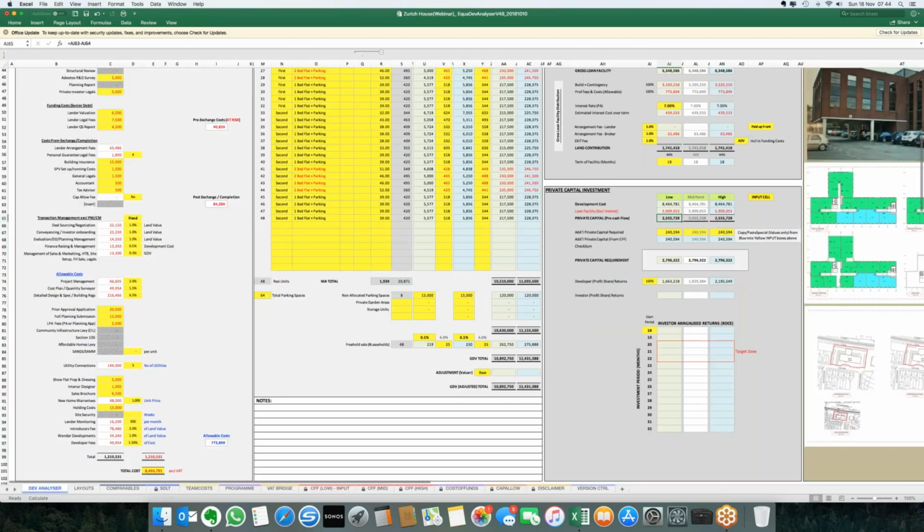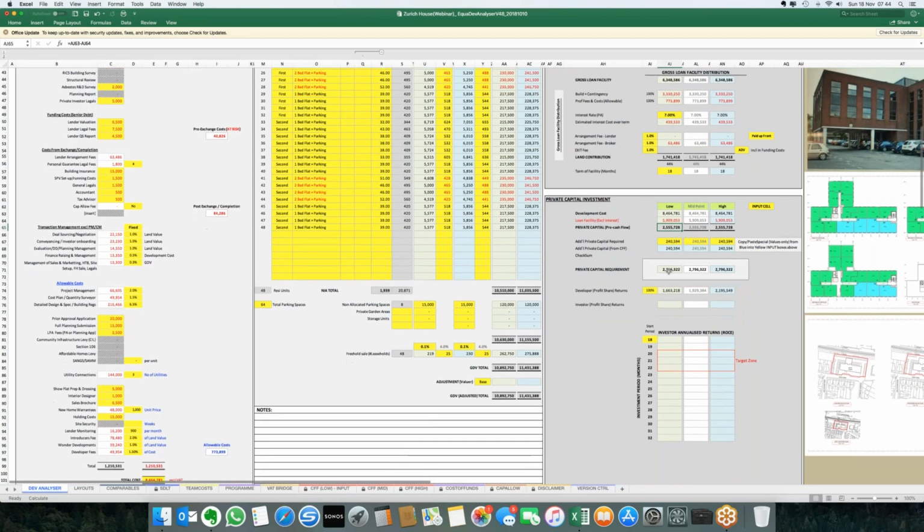So if we go back to the analyzer, we can see here it's an enormous figure actually. It's £240,000 is required as pure cash to enable the development to just surf the wave of the cash flow from start to finish.